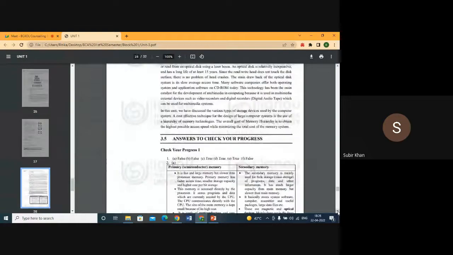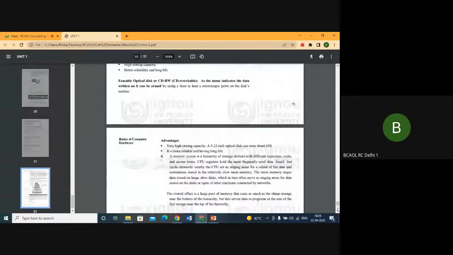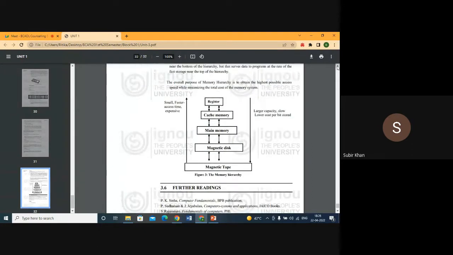Ma'am, SSD is in which category? Is it optical? It will always be secondary storage only. No, in which category? Is it optical or magnetic? It's semiconductor. Semiconductor. Okay. Like main memory, RAM and ROM are semiconductor, same way.